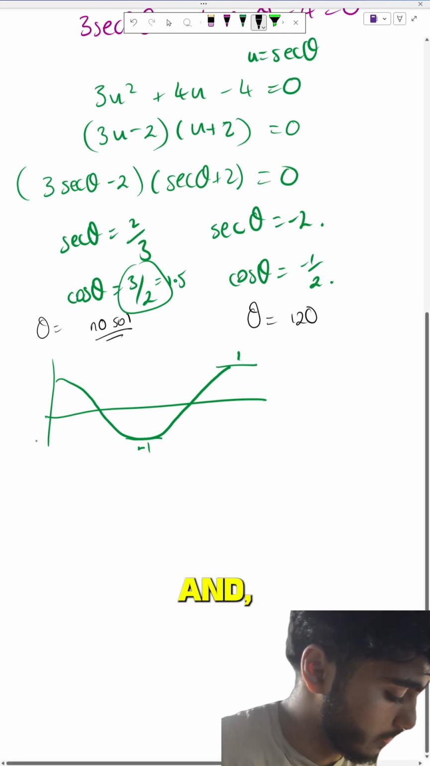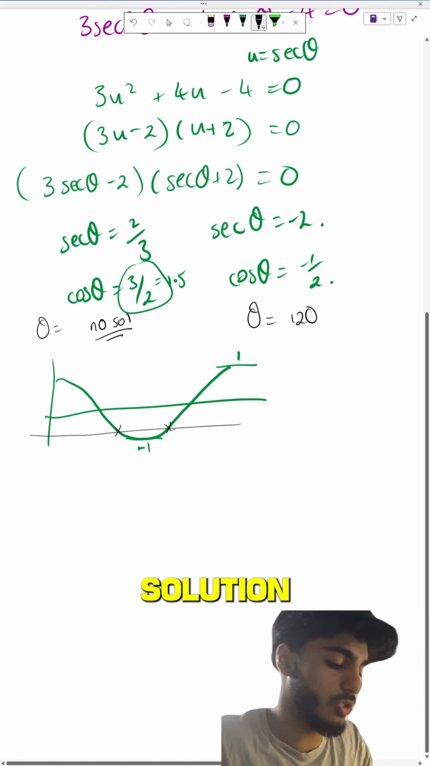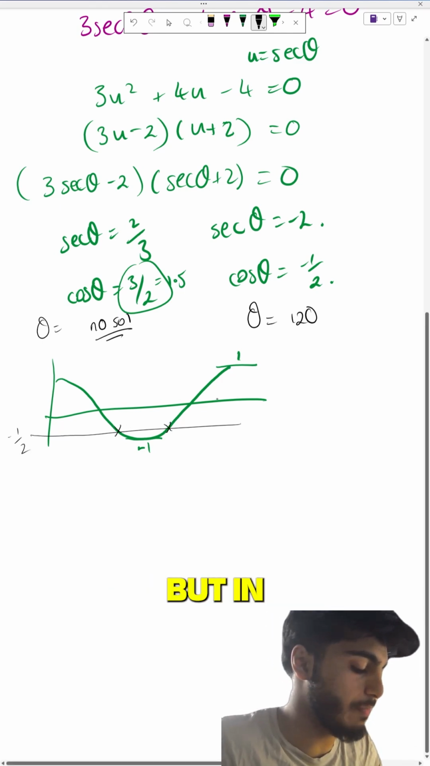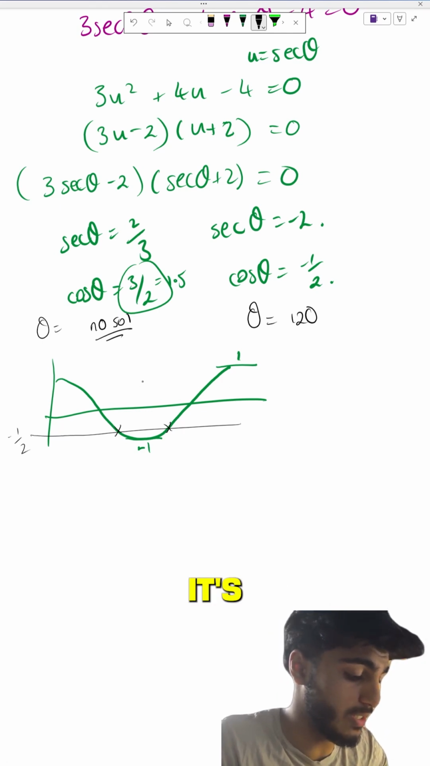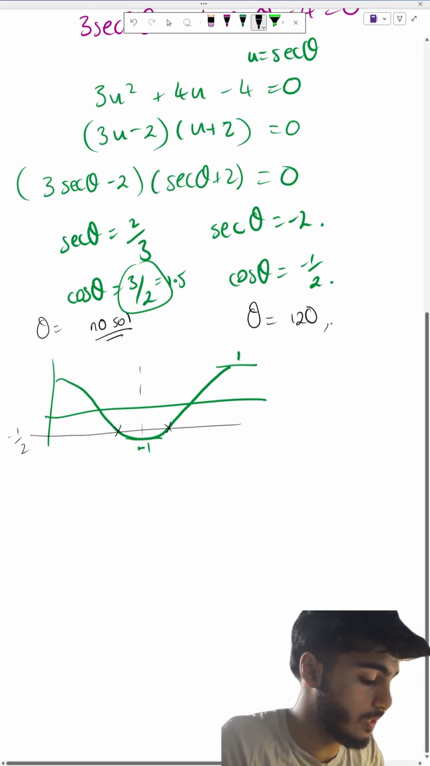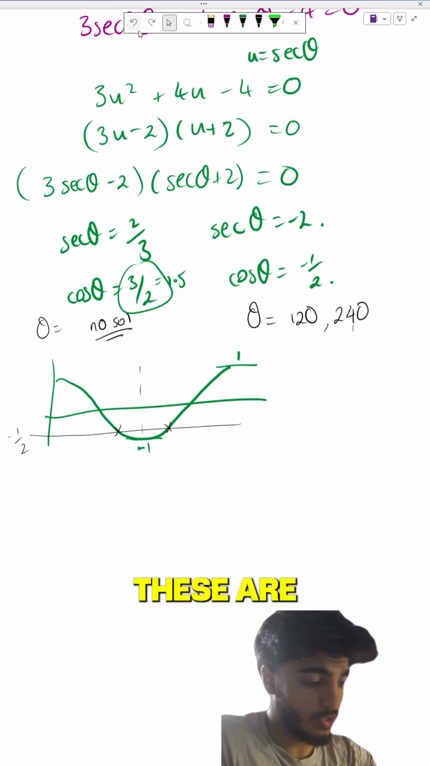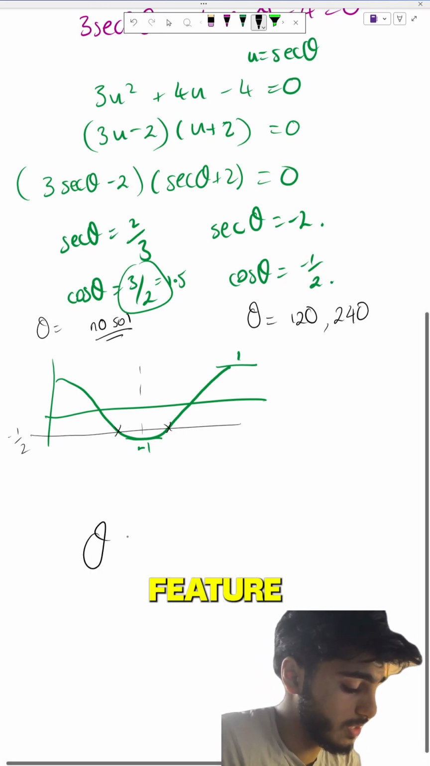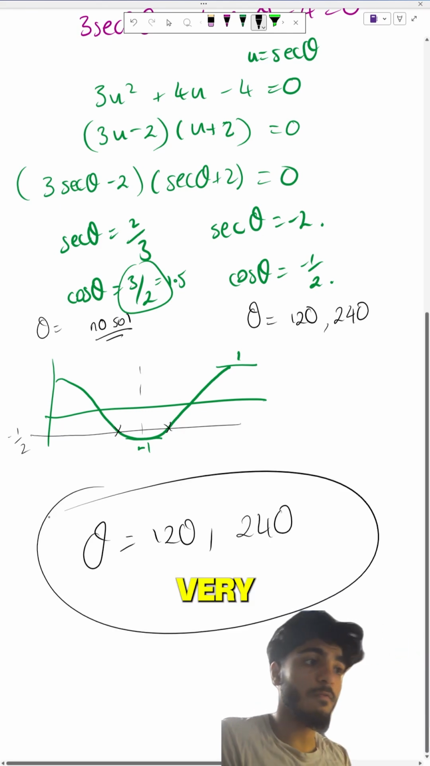If you're unsure how to work out the other solution, you can do it graphically. But in this case we're going to do 360 minus 120, because you can see it's symmetrical. So we end up with 240. So these are going to be our two solutions: theta is equal to 120 and 240. Very, very nice.